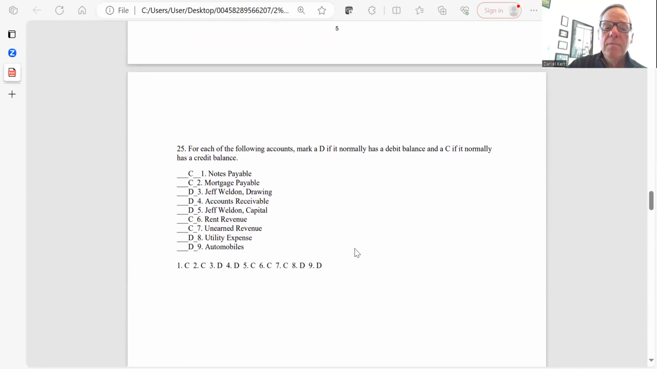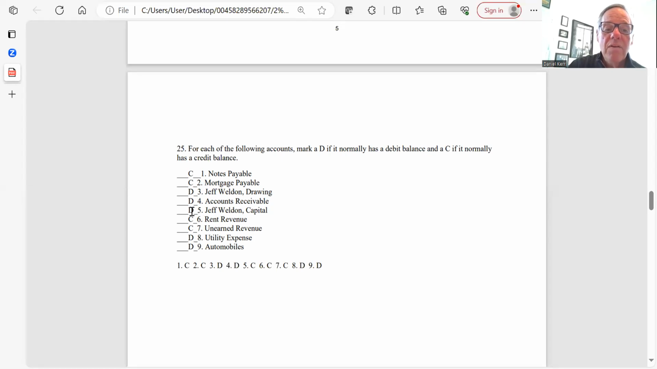Now we get into the problems, and each of these little problems was worth 13 points. So what you had to do here, this was from chapter 2, is simply indicate whether it normally had a debit balance or a credit balance. Notes payable as a liability normally has a credit. Mortgage payable as a liability normally has a credit. Jeff Weldon drawing, that's when the owner takes money out for personal use. That reduces capital, so that's a debit. Accounts receivable is an asset account, has a debit balance.